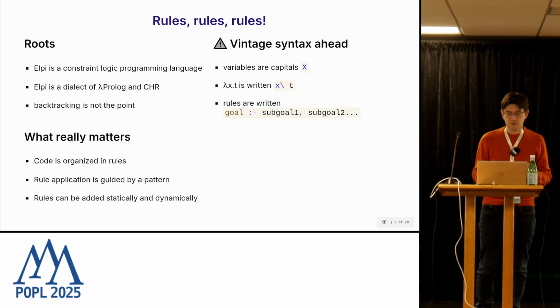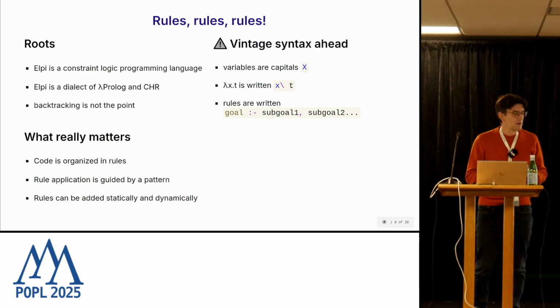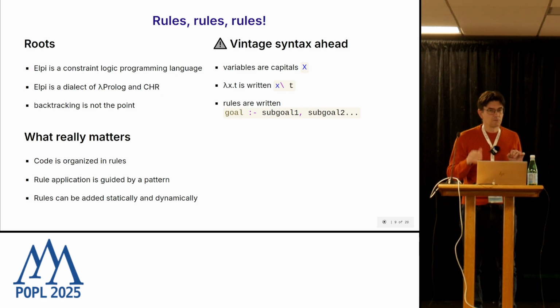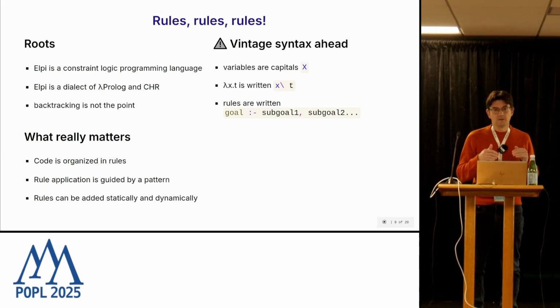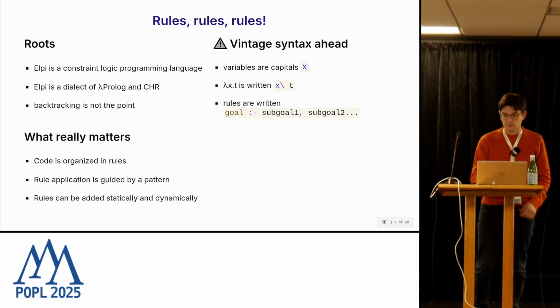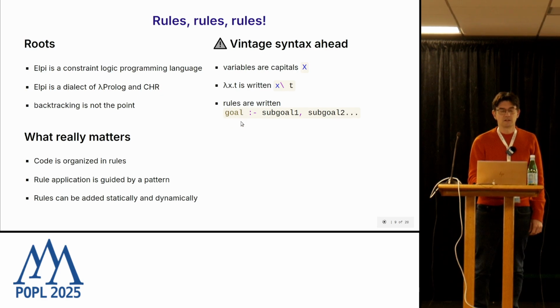What really matters to me is that the code of Elpi or Lambda Prolog is organized into rules. And it is really the leitmotif of my talk. I will try to point out where it really plays an important role. These rules are applied following a pattern, and more importantly, these rules can be added both statically to a program or dynamically at runtime. Rules look like this. There is a head, and it really means if the goal looks like this, well, solve it by generating these two smaller goals.